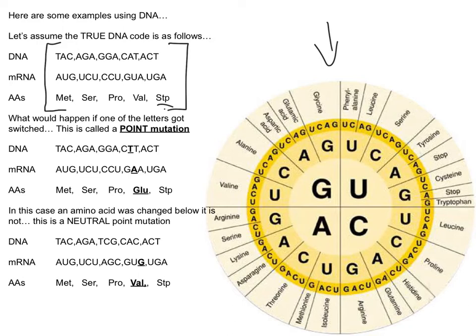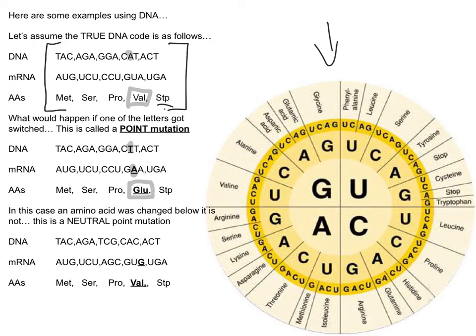If instead of an A here, we had a T, when we translated that, that would be GAA. And in that case, instead of valine, we would end up with glutamate. Okay. So that would be a mutation. You'd have a different amino acid. That amino acid would change the shape of the protein. However, it's also possible that you could end up with what's called a neutral mutation.